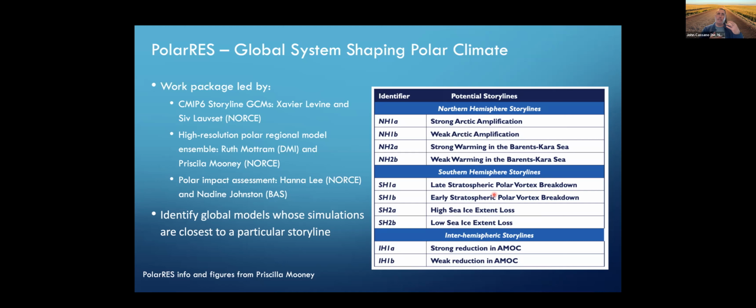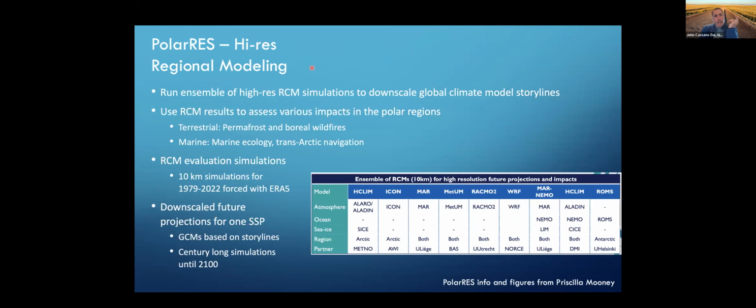They find GCM simulations that follow closely to that storyline, either with strong Arctic amplification or weak Arctic amplification, and then use those GCMs that follow particular storylines to do downscaling. And then there's high resolution regional modeling that goes along with that. So they take the output from these global climate models that parallel the different storylines that they're interested in.